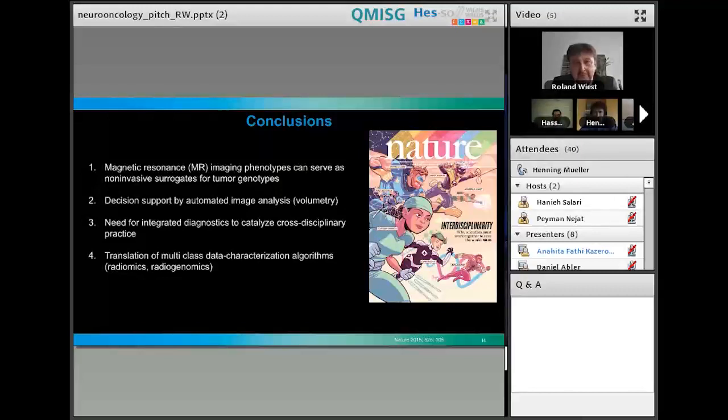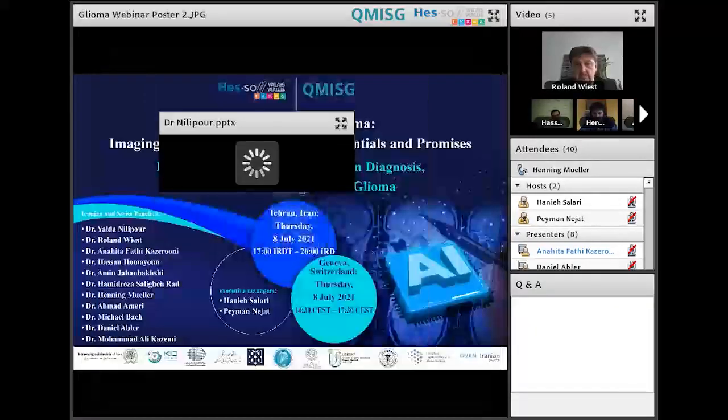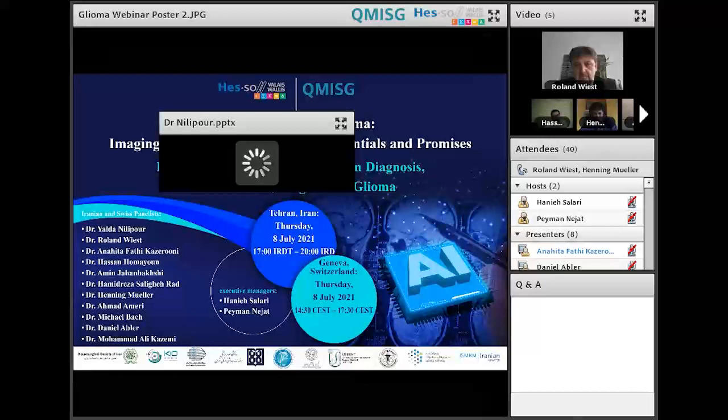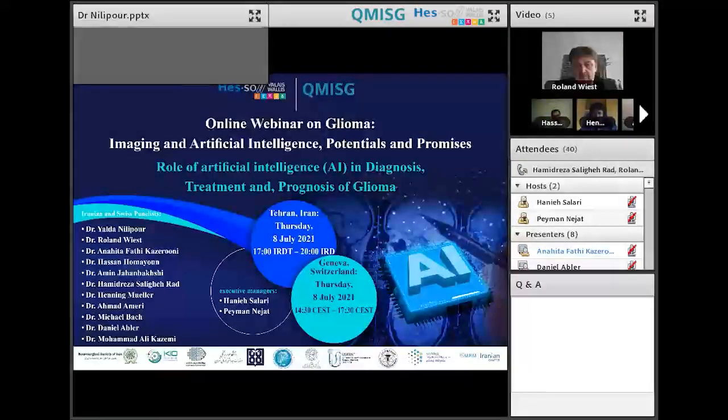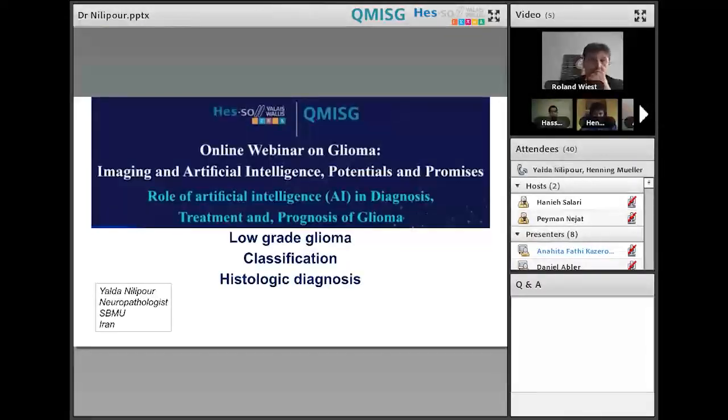Thank you, Professor Weiss, for the excellent presentation on the neuroradiological aspects of glioma imaging. Let's switch to Dr. Nilipur for her speech on neuropathological aspects. Dr. Nilipur.